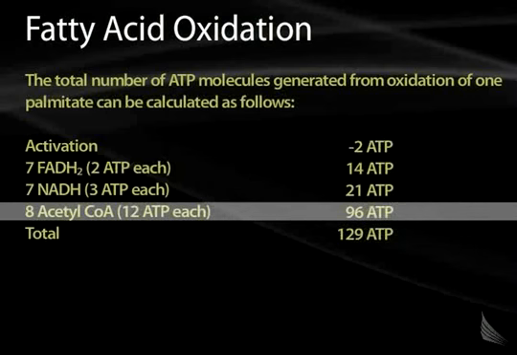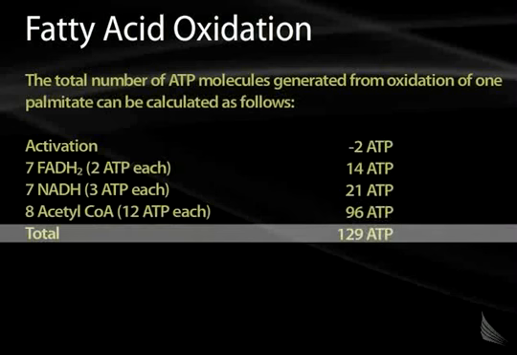Now the acetyl-CoA that's produced from this can enter the TCA cycle, and that can produce energy as well. For every turn of the TCA cycle, starting with a molecule of acetyl-CoA, you produce 12 ATPs. So 12 times 8 acetyl-CoAs is a total of 96 ATPs. So if you add all of this up and subtract the 2 ATPs required for activation, the total number of ATPs produced by oxidizing a molecule of palmitic acid is 129 ATPs.